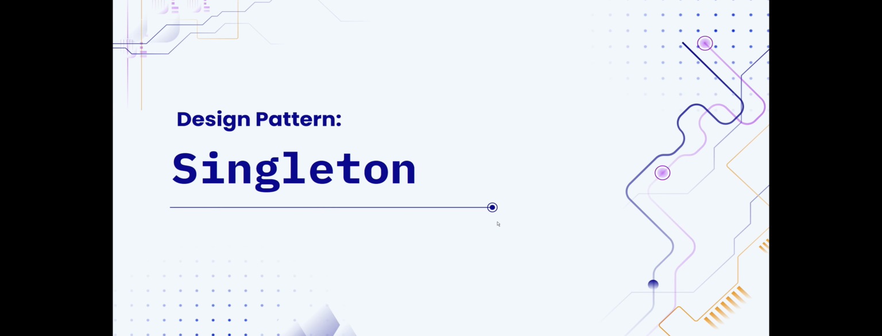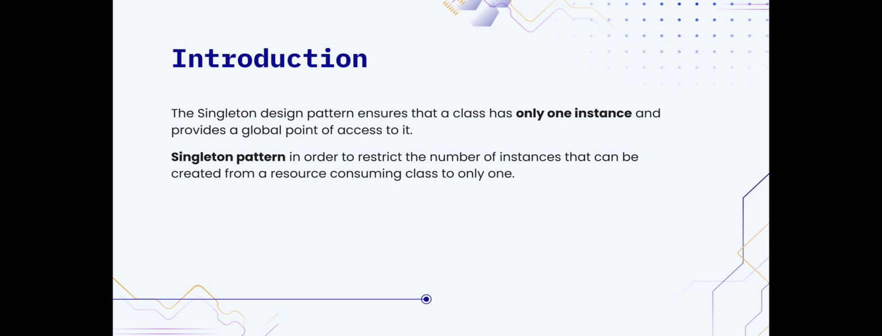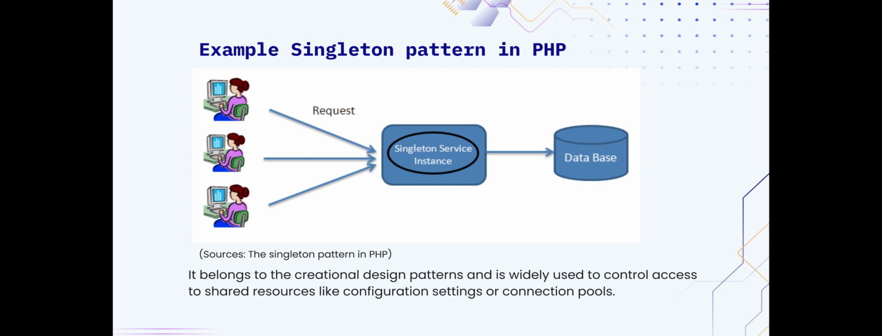The design pattern that I choose to present is singleton. So what is singleton? A singleton is a design pattern that ensures the class can only create one instance and provides global access to it. A singleton pattern restricts the creation of more than one instance. It's easy to understand.